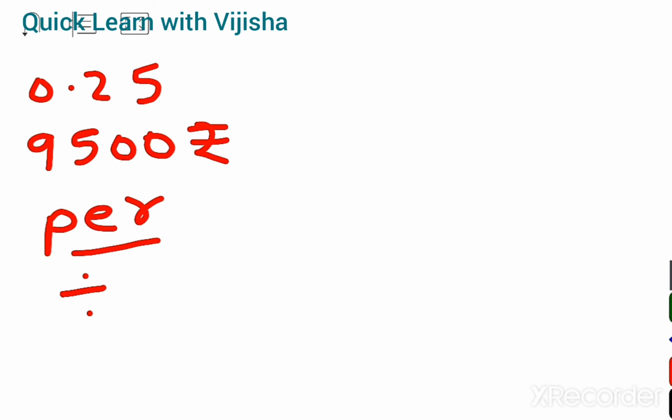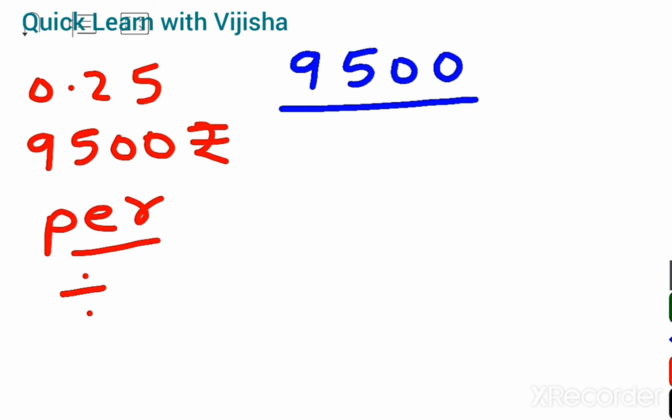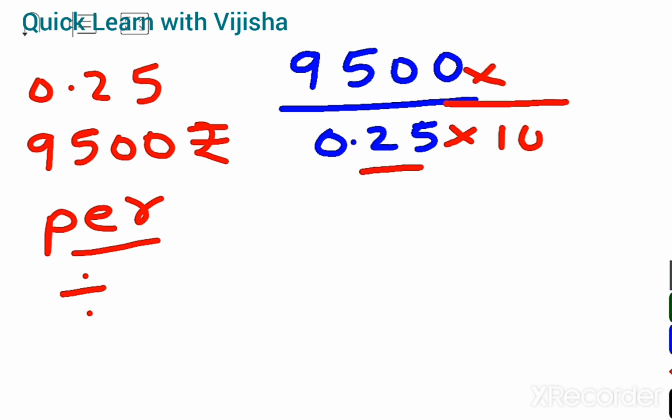So cost is being asked, so the cost value has to be written up. That is 9,500 should be up and 0.25 in the denominator. Understanding, children? Now in the denominator there should be no decimal, so we will convert this. How will we convert this? We will multiply by 100 because after the decimal 2 numbers are there. So we will multiply by 100 in both numerator and denominator.